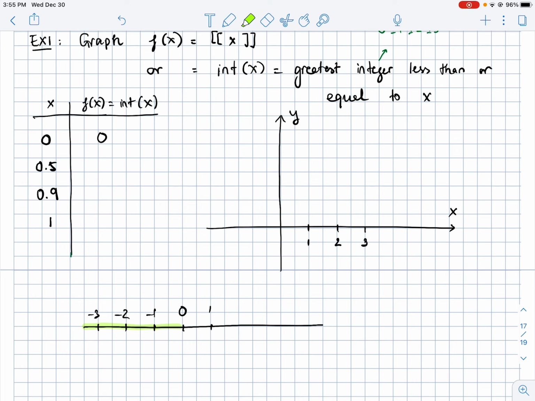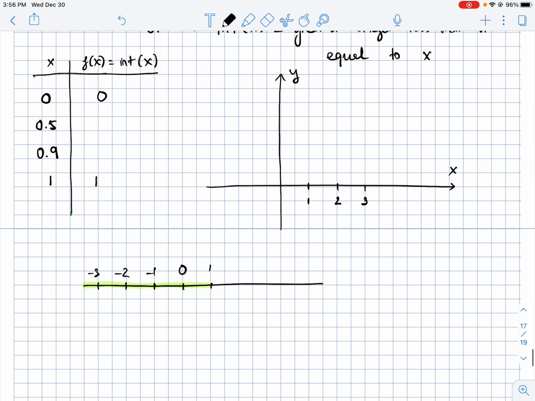Now, what if x equal to 1? If x equal to 1, the integers that are less than or equal to 1 are 1, 0, -1, -2, -3, and so on. Amongst those numbers, 1 is the highest, so the output is 1.